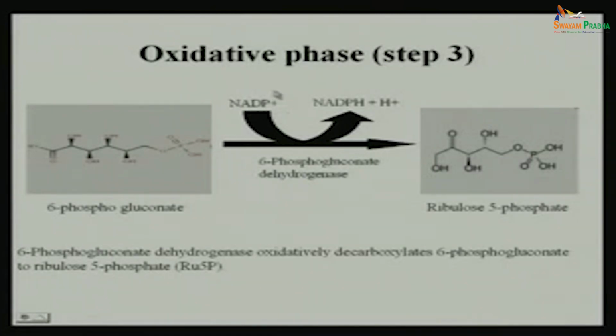Here another molecule of NADP is converted to NADPH in the presence of the 6-phosphogluconate dehydrogenase enzyme. Here dehydrogenation reactions are going on, and simultaneously a decarboxylation reaction is also going on. See, the 6-carbon molecule is getting converted to a 5-carbon molecule and one molecule of carbon dioxide is released in this particular step.